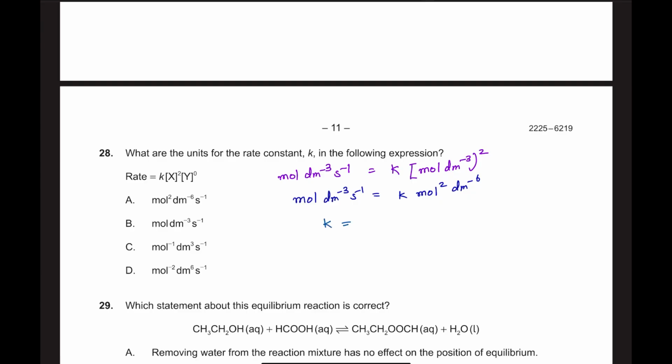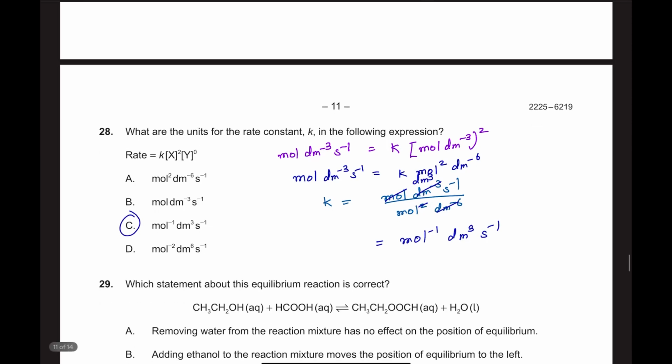The unit of K will be mol dm to the power minus 3 s to the power minus 1 divided by mol squared dm to the power of minus 6. Mole gone. This will become dm cubed on top. So mol to the power minus 1 dm cubed s to the power minus 1, which corresponds to option C.